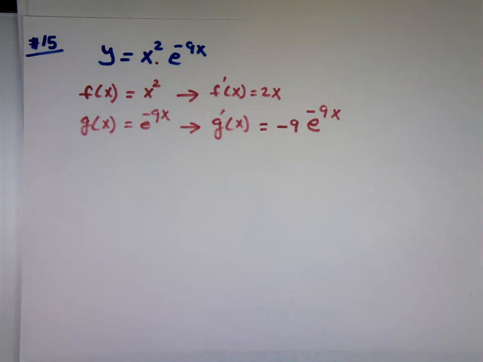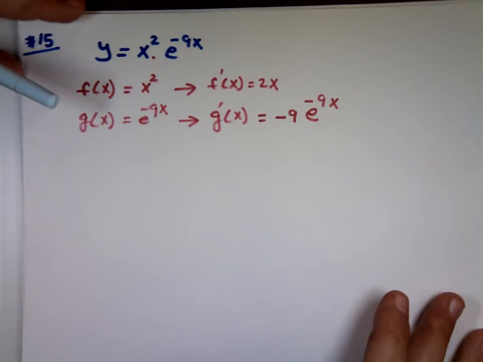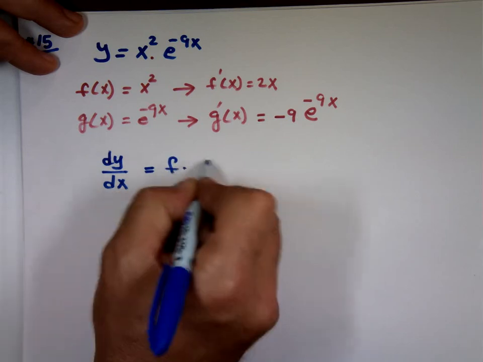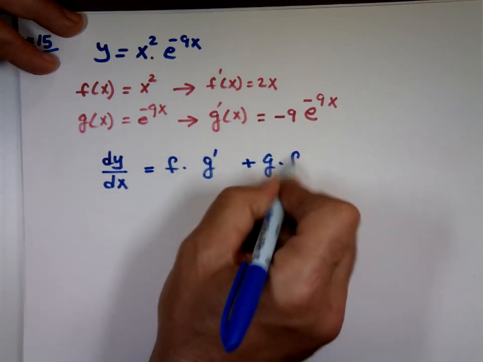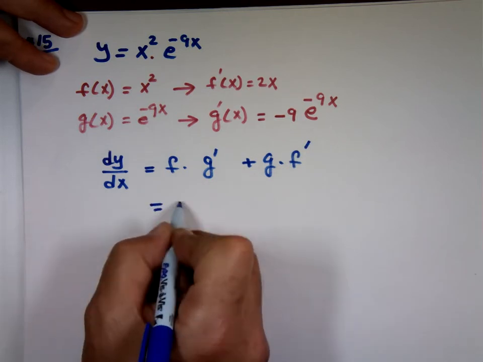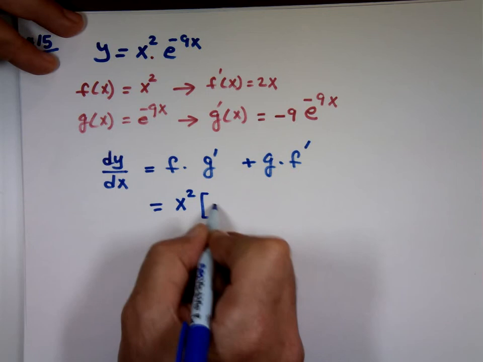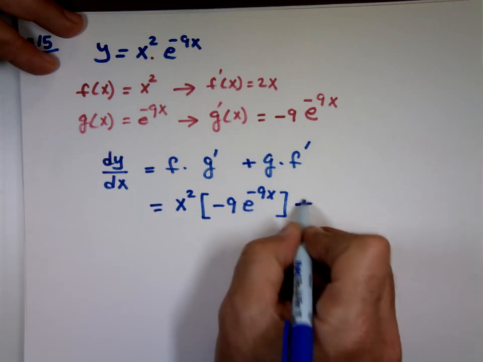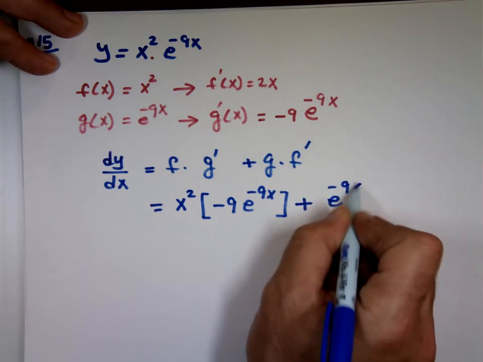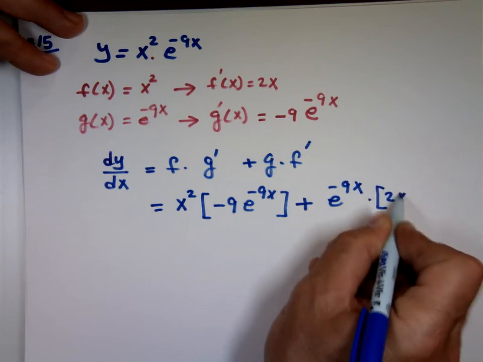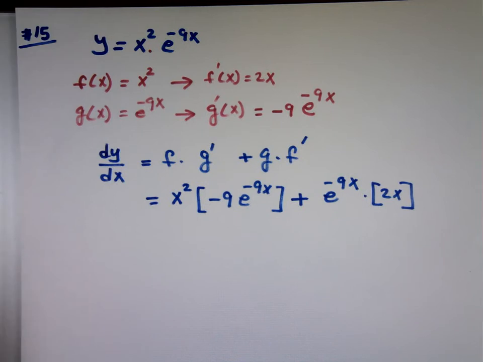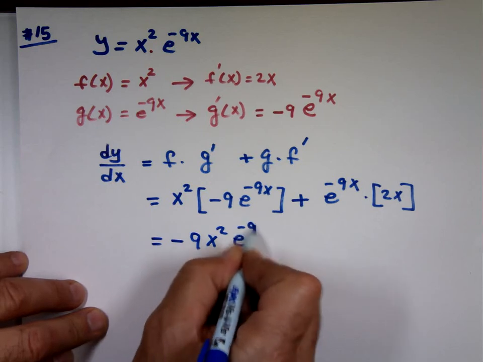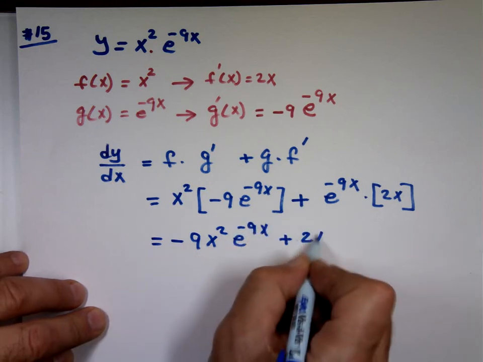Now we use the product rule. dy dx is f times g prime, plus g times f prime. f is x squared, g prime, plus g times f prime. So that's negative 9x squared e to the negative 9x plus 2x e to the negative 9x.